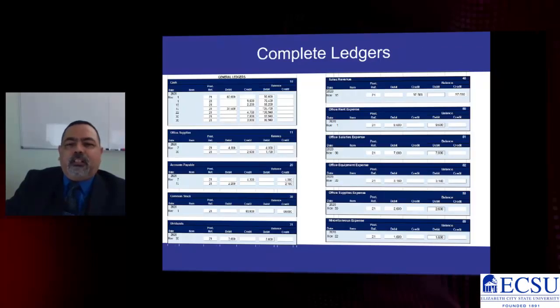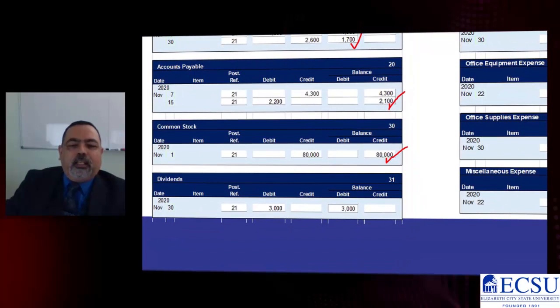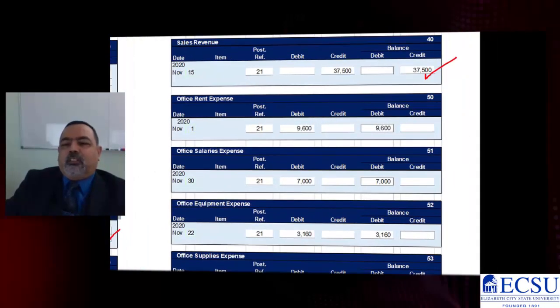As you can see, all these ledger accounts have a balance. Like cash has a debit balance of 90,940, and then office supplies has a 1,700 debit balance. Accounts payable has 2,100 credit balance. Common stock has 80,000 of credit balance. Dividends has 3,000 of a debit balance. Sales revenue has 37,500 credit balance. Office rent expense has 9,600 debit balance.